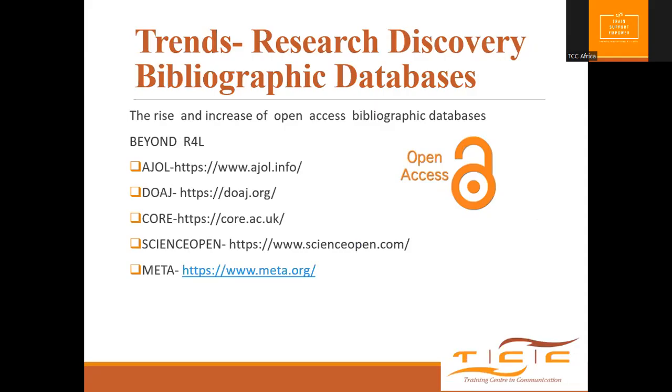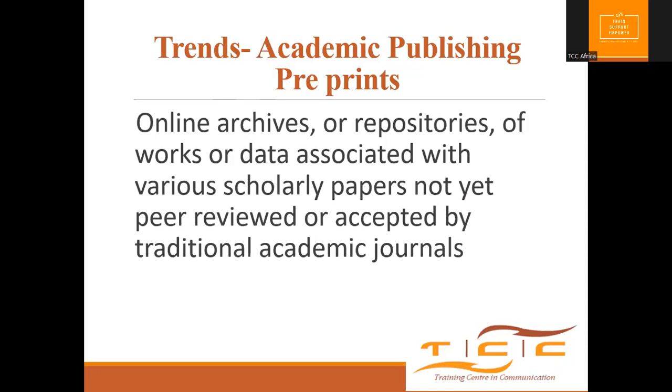We also have bibliographic databases. So we have African Journals Online, AJOL, I think we know all this. Directory of Open Access Journals. So the DOAJ is a database that collects open access journals. So if you go there, you are sure that whatever you'll find here is open access. Core, there's also Directory of Open Access Books. And then there's Meta. So these are just some of the places you can always find some of these things.